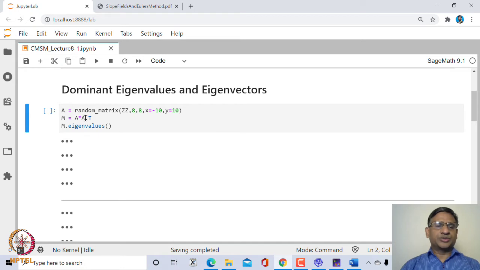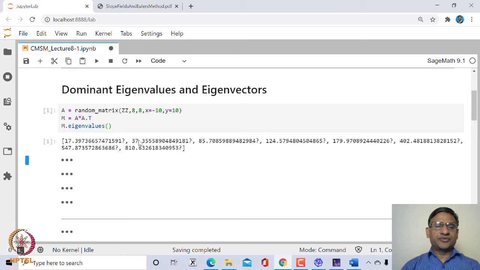So, A into A transpose will be a symmetric matrix, so all its eigenvalues will be real. Let us find eigenvalues of this. So, this is what we get. You can see here these numbers which you are getting are in decimal and there is a question mark at the end. This simply means that these computations are done numerically. These are numerical eigenvalues. So, how does one find such eigenvalues? We will be looking at an algorithm to find the dominant eigenvalue of a matrix.